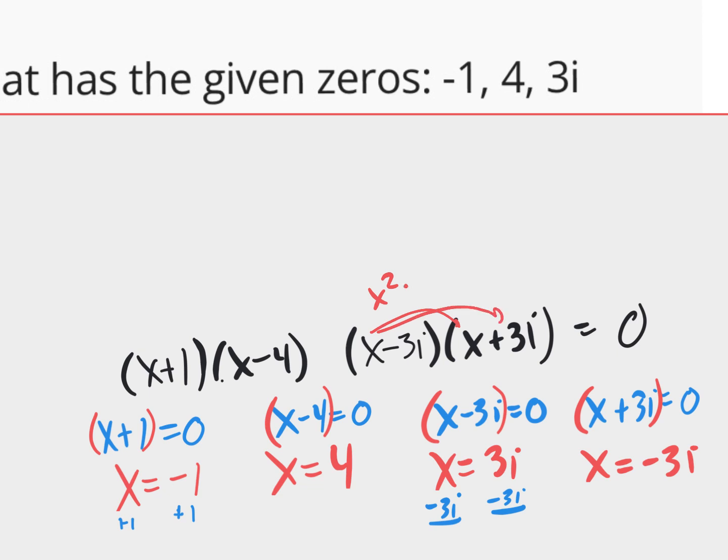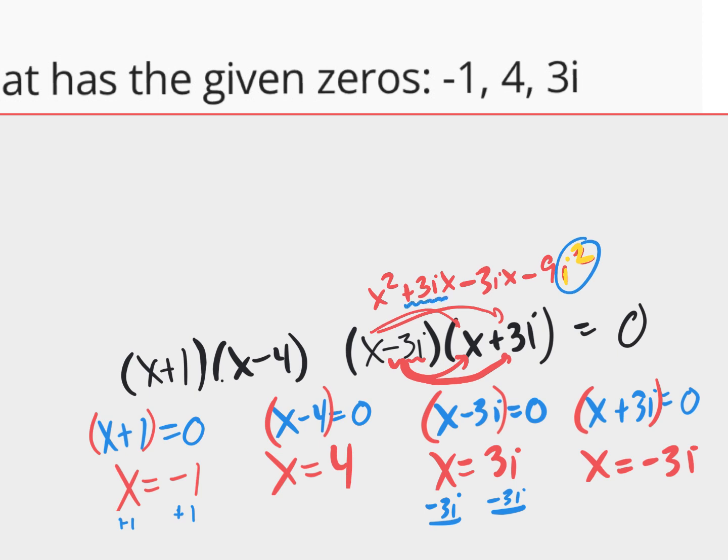X times 3i is 3ix, or 3xi, whatever. And then negative 3i times x is a negative 3ix. And negative 3i times positive 3i is negative 9i squared. And we should all remember that i squared is really equal to negative 1, okay? So the i squared is going to change to negative 1.